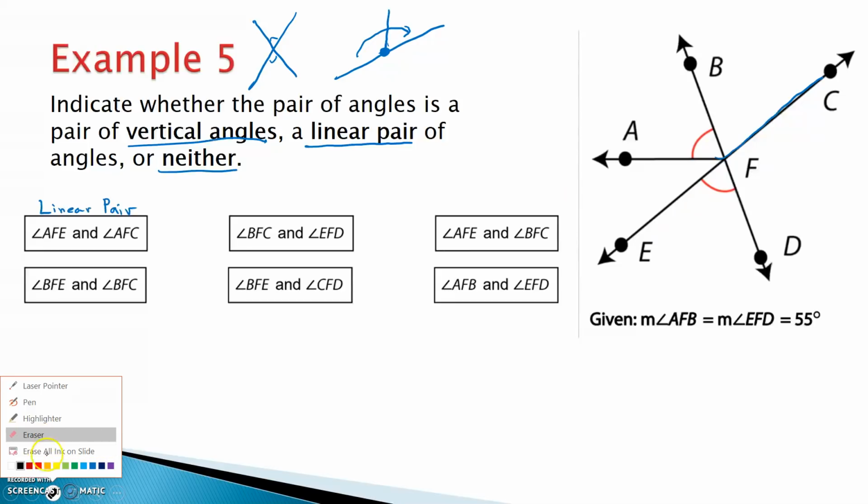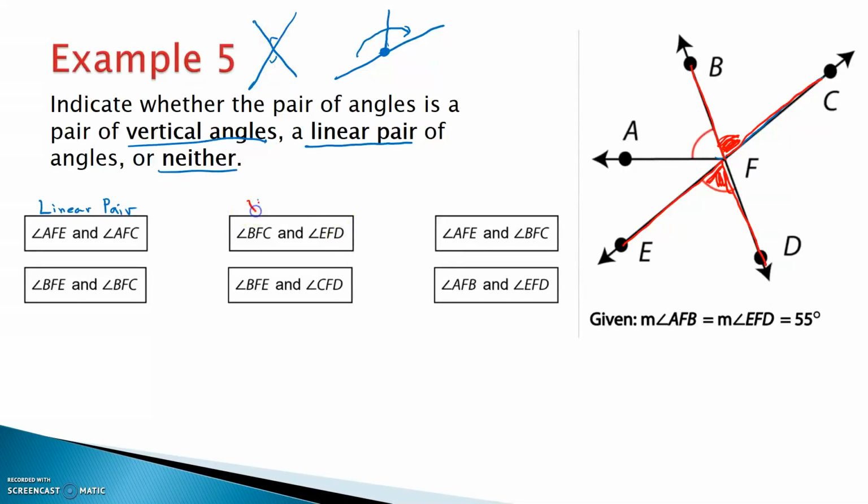All right, next one. B, F, C. So from B to F to C. And E, from E to F to D. So I'm looking at two lines that are intersecting. I'm worried about this guy right here and this guy down here. Well, those look like, to me, two lines crossing. I'm going to call those vertical angles. It's very hard to write on this laptop. All right, let me erase that real quick. I need room.